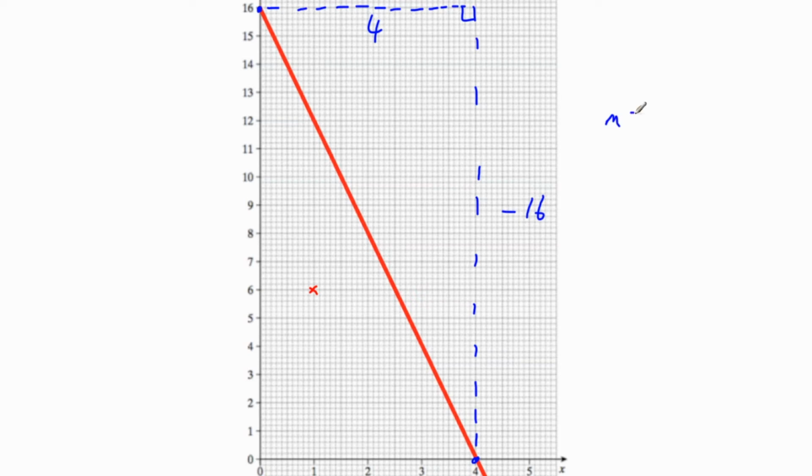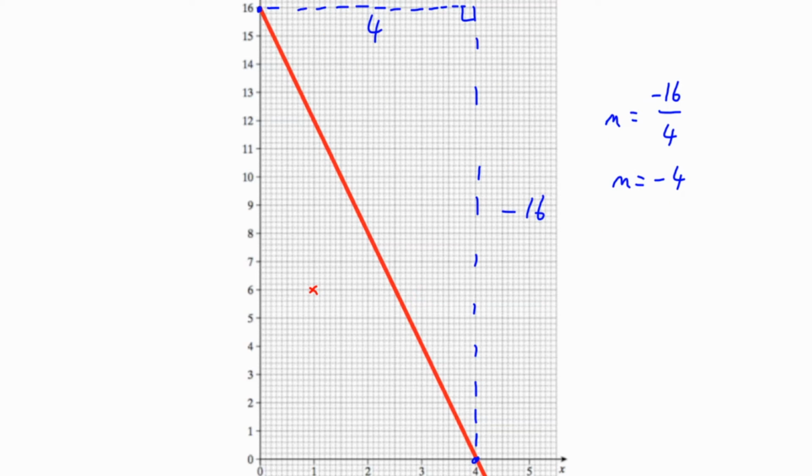In terms of gradient, the gradient is the rise over run. So the rise is minus 16, and the run is equal to 4. And minus 16 divided by 4 will be minus 4. So the gradient of this line, this red line, is minus 4. And again, we could check that. We could choose a point 16, and we could go across 1 and down 4, and we get to 12. Across 1 and down 4, and we get to 8, and so on. So we know the gradient's minus 4. So the gradient of the line we've been given is minus 4.